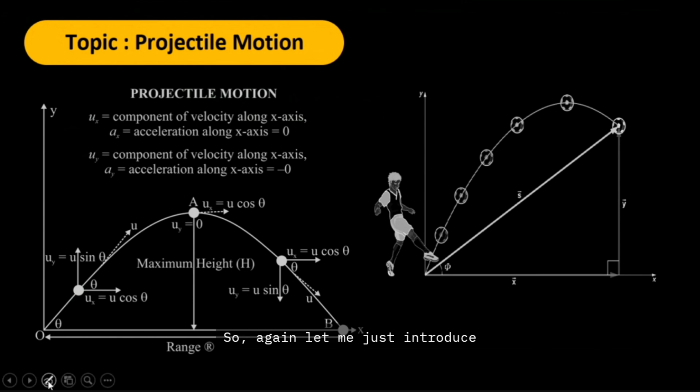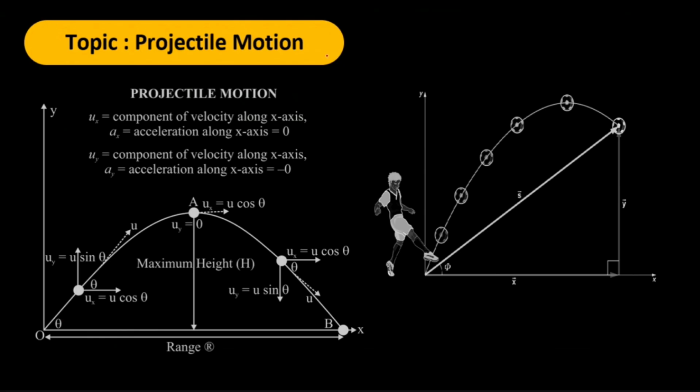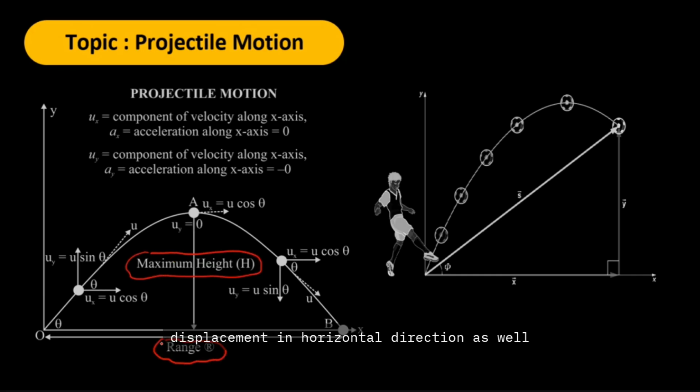So again, let me just introduce what we have done so far. In this unit, that is unit 4, projectile and 2D kinematics, we will try to resolve the motion in two dimensions, vertical and horizontal. Suppose there is a particle, and that particle has velocity at some angle theta with the horizontal. That particle will cover displacement in the vertical direction, which is called maximum height. It will cover displacement in the horizontal direction as well, which is called range.